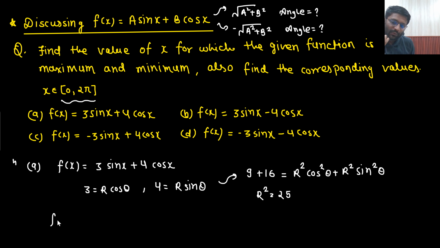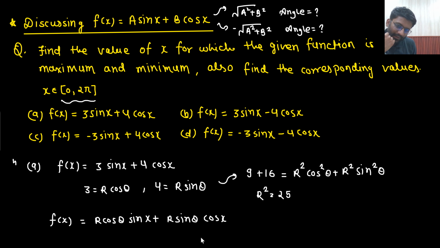So what is my f(x) now? f(x) is nothing but r cos theta sin x plus r sin theta cos x. Have you seen this formula somewhere? This is nothing but sin(x plus theta). And now in place of x, I will write down x, and along with that, r and theta also I will write down.